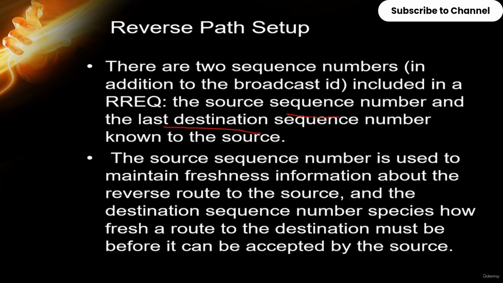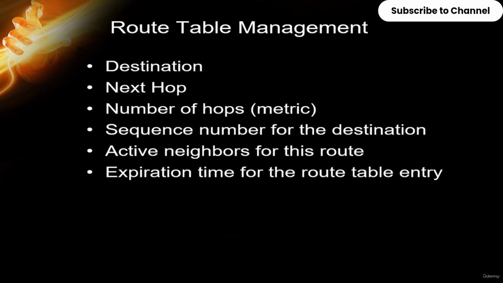To set up the reverse path, a node records the address of the neighbor from which it received the first copy of the RREQ. These reverse path routes are maintained for the entire length of time the route request takes to traverse the network and to produce the reply to the sender. Similarly, as we saw the reverse path, the forward path is also maintained on a similar basis to forward the route request message. Next we will see how the routing table is maintained.